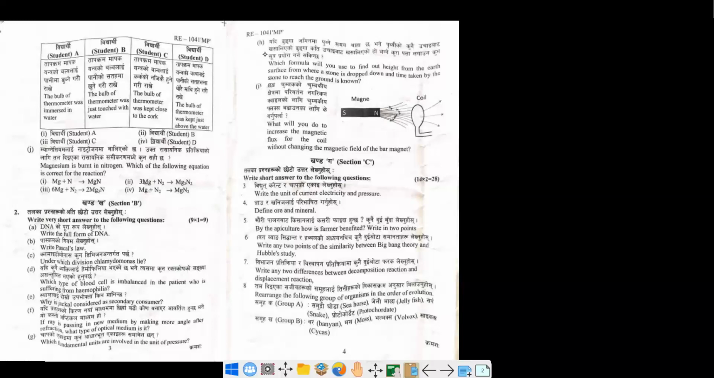Okay, for 4 students, the upper fixed point of a newly made thermometer, okay, upper fixed point is to be calculated, and the 4 students did the following activities, and which of the students is correct. Okay, so we have to figure out the upper fixed point.